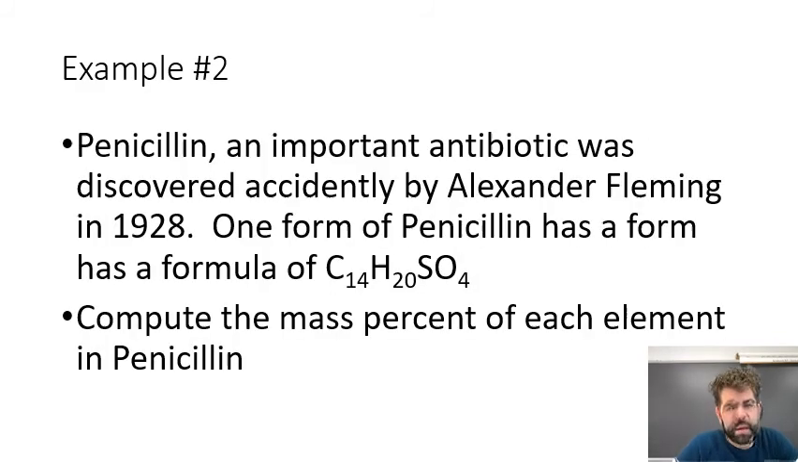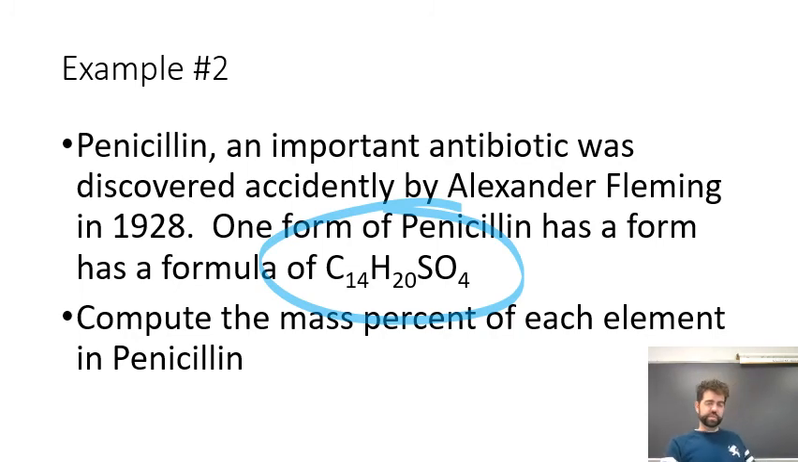Go ahead and give the next one a try, penicillin, which is the first antibiotic ever discovered, one of the most important discoveries ever, that and vaccines, which we're very hopeful for soon. So go ahead and look at this one, take your periodic table out, and compute the mass percentage of each of those elements in penicillin. And again, use this right here as your formula. Okay, so do that, pause, and see how you did.